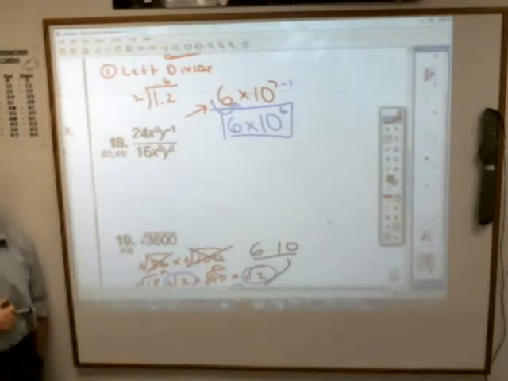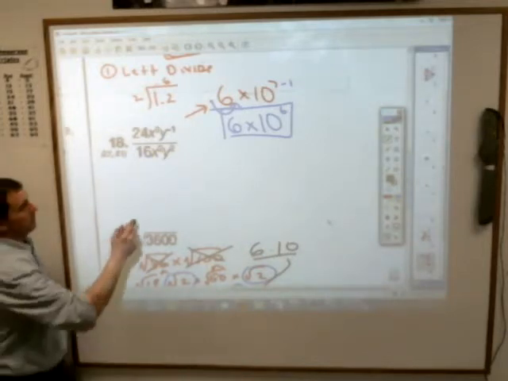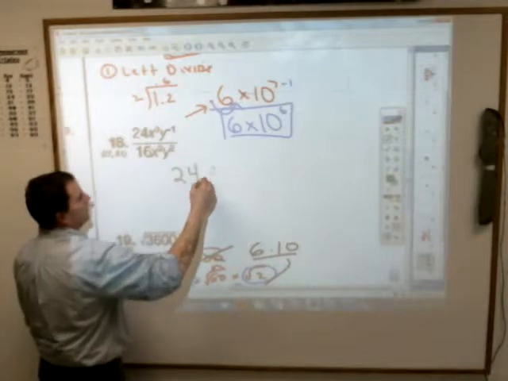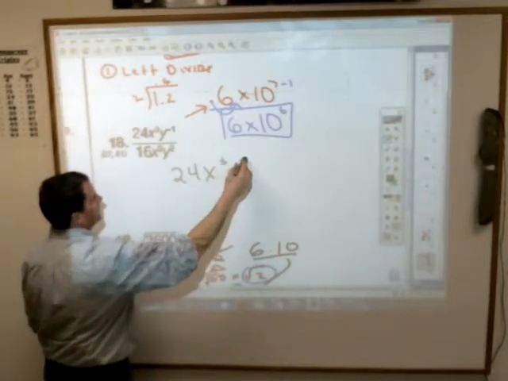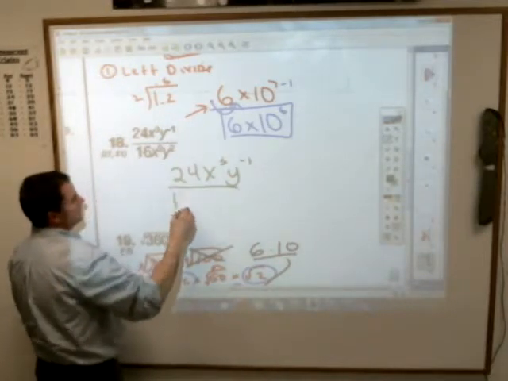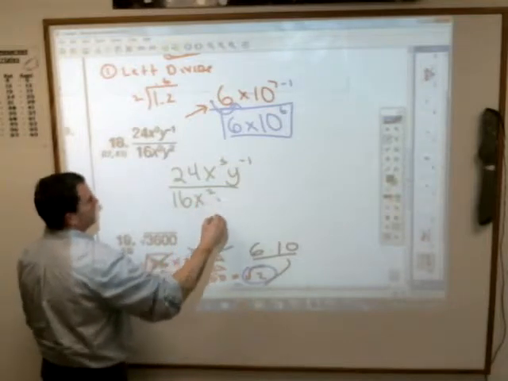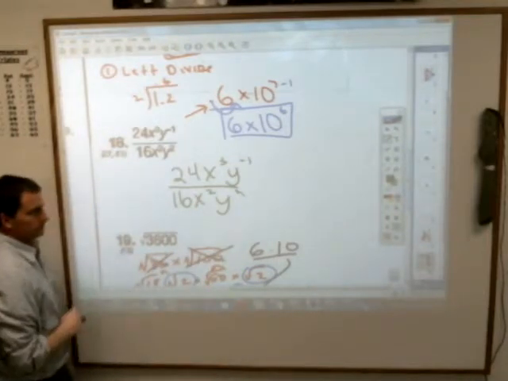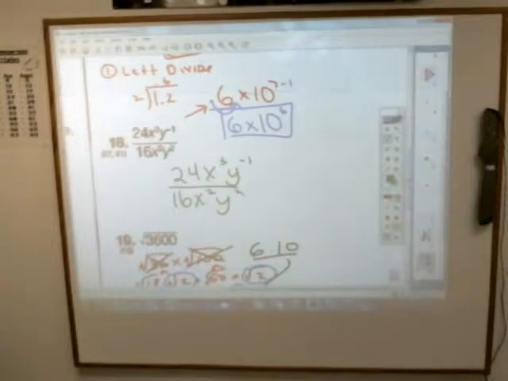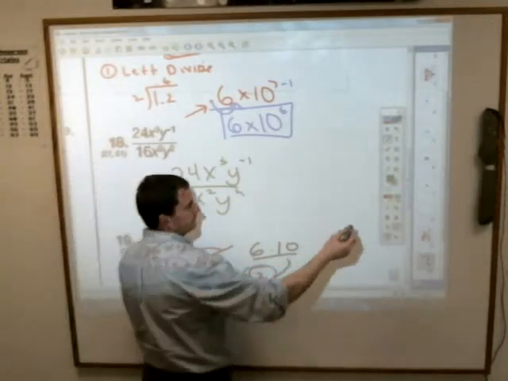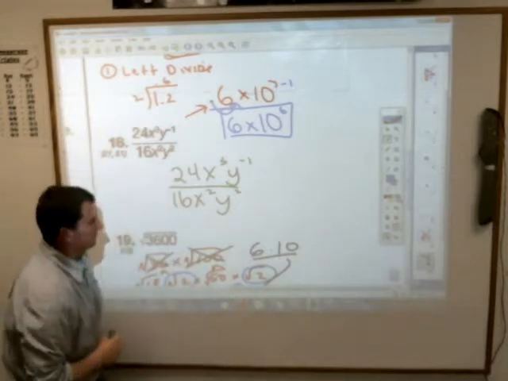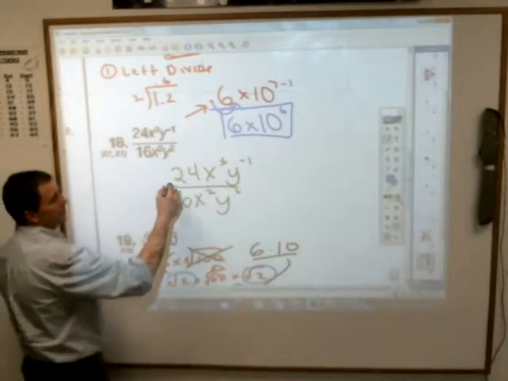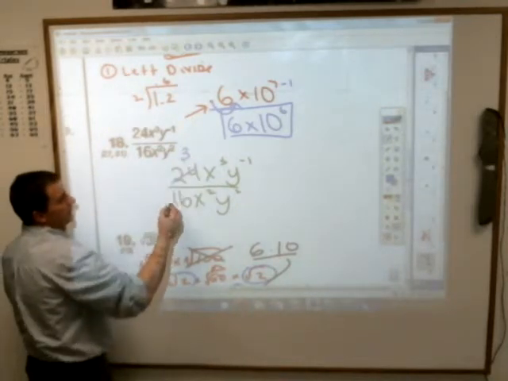First things first with the numbers. What's the numbers there? If I have 24 x cubed y to the negative 1 over 16 x squared y squared. What happens to my numbers? What can I reduce the numbers by, Brandon? How about 8? 8 goes into both of those, so if I divide them both by 8, I'm left with 3 over 2.